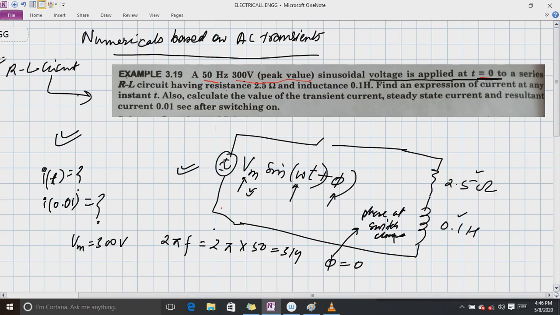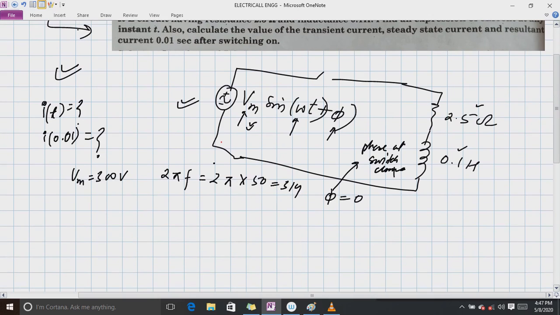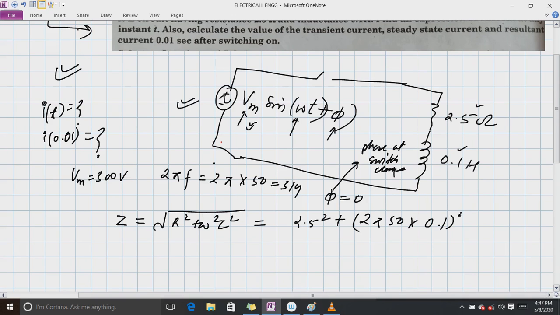Now, knowing all these things, let me ask you to find two more things. The first is the value of Z, the impedance. You will tell me that it is the square root of R square plus omega square L square. When I put the values, it is the square root of 2.5 square plus (2 pi 50 into 0.1) square, and you will get the answer as 31.5 ohms.